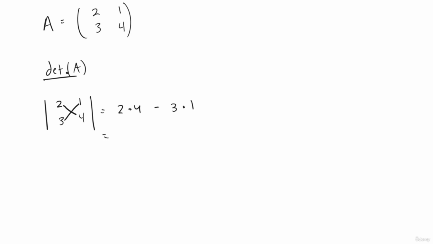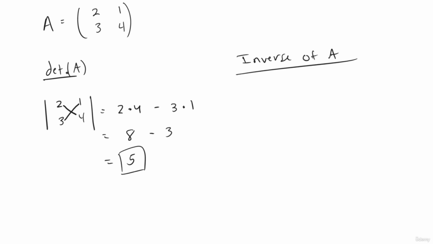And so this is going to be 8 minus 3, and the determinant of this matrix is going to be equal to 5. Now, to segue into how we actually calculate the inverse of A, I can write a straighter line. Third time's the charm. You can commonly see this signified as A inverse with a superscript -1, and this is going to be the matrix 2, 3, 1, 4 inverse.